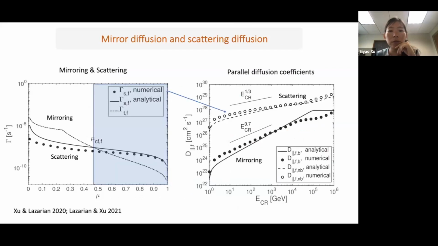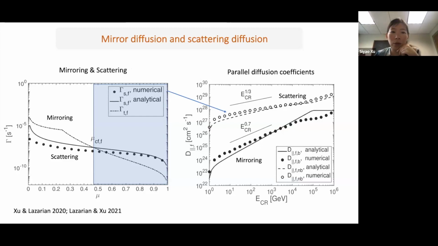Okay, I also want to briefly talk about the difference between mirroring and scattering. Scattering is the mechanism that has been studied for many decades. Its diffusion comes from the pitch angle scattering caused by magnetic clouds in the original Fermi picture. But now we know it is magnetic fluctuations that cause the scattering of the particle and their spatial diffusion.